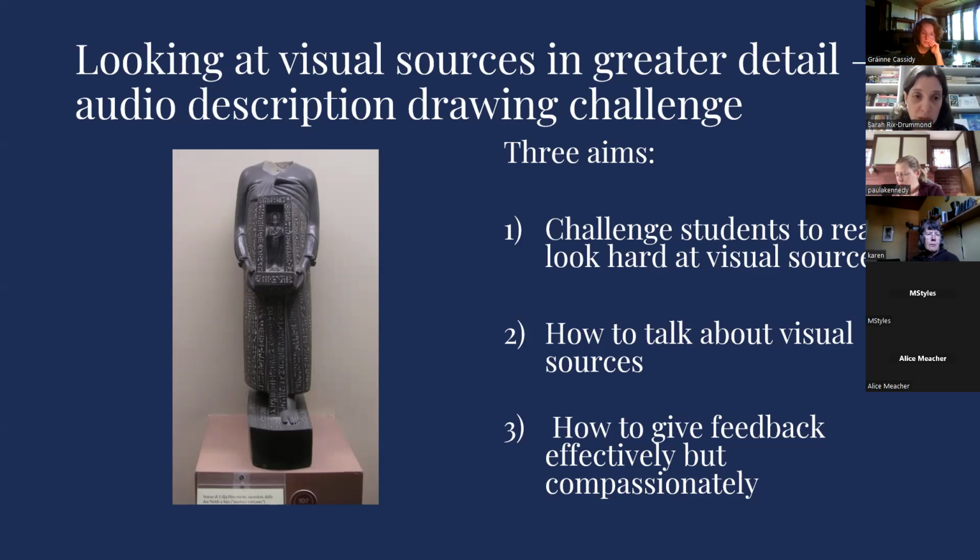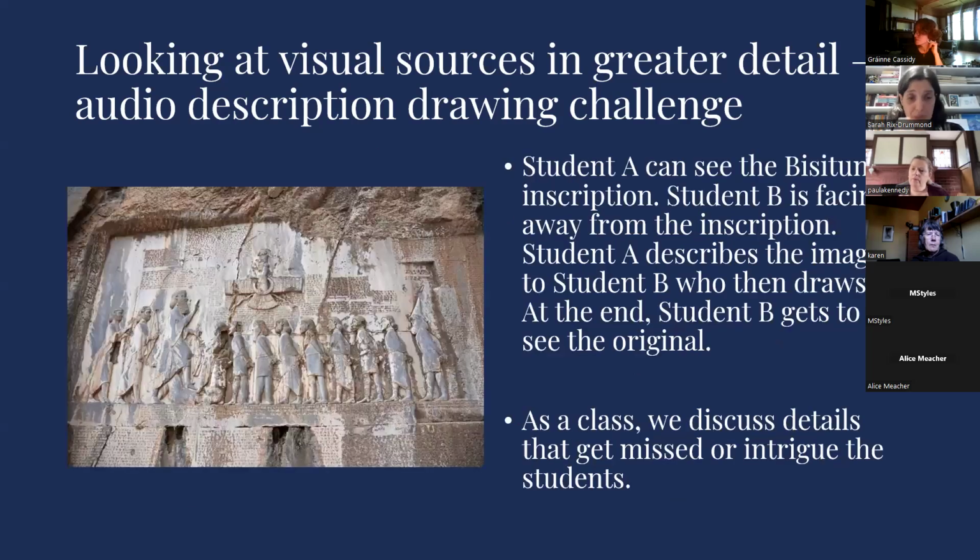What's the person holding? Oh, he seems to be holding the crook and flail. What's the symbolism of that? And so it really helps to get them to talk about our sources, and also to look hard at it. So we do it with the statue of Ujaresnet, and we also do it with the Byzantine inscription as well.